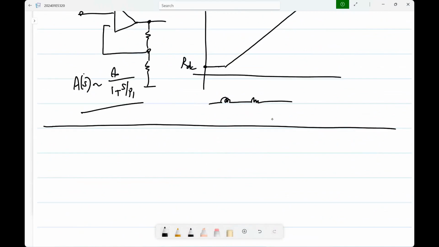Fine. Any questions on this? The behavior of cascode or common source, common gate combination?